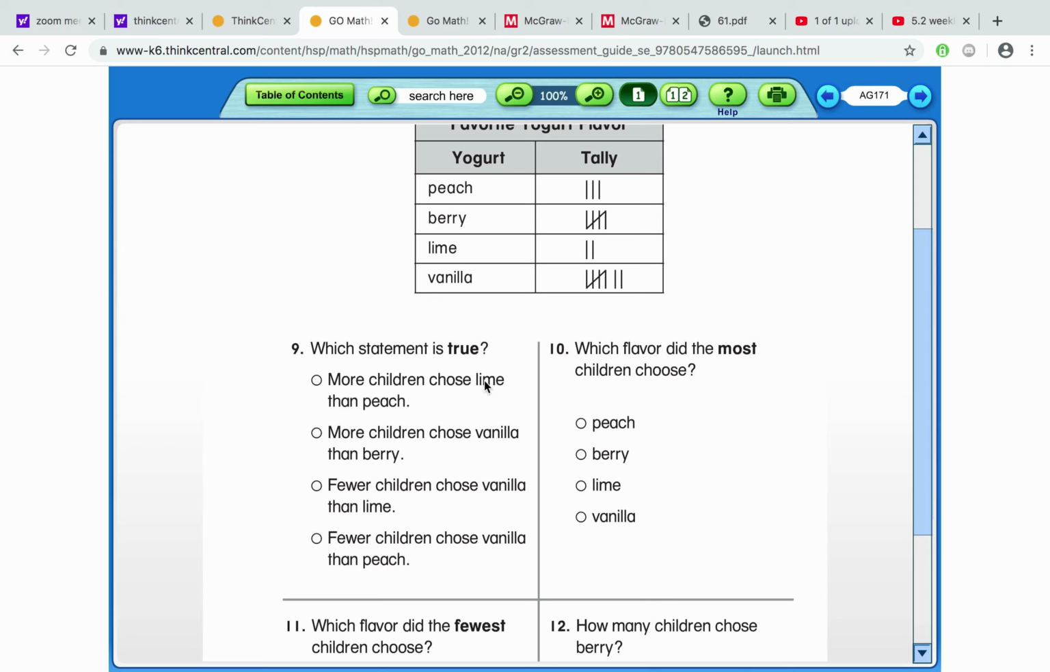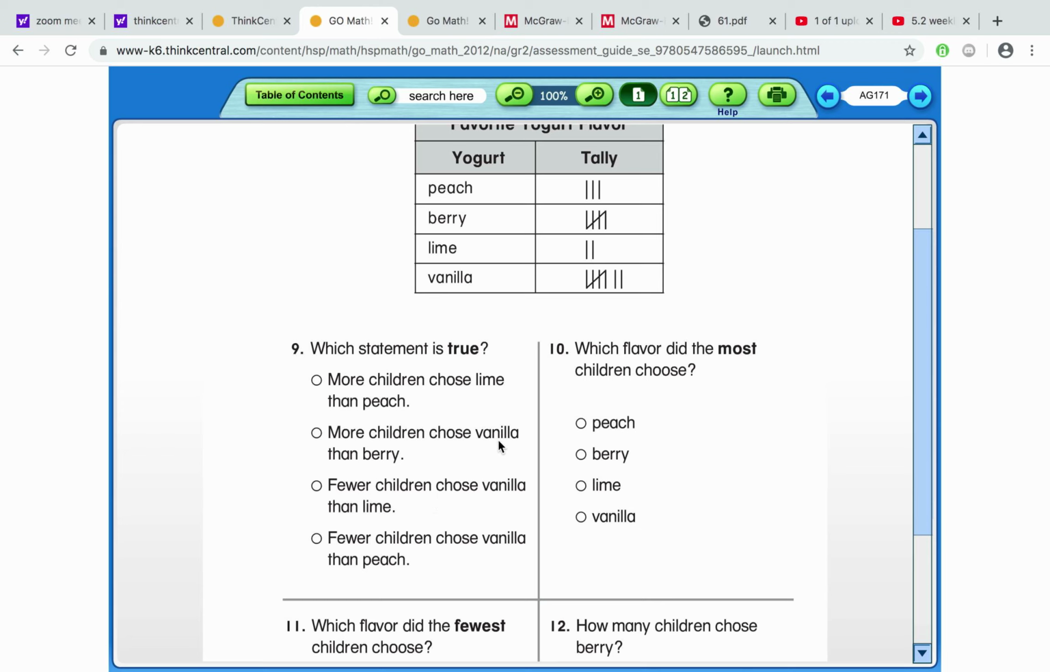No, that's not true. So if you decide to print this off, you can even put a little X here. More children chose vanilla than berry. Vanilla 7, berries 5. I think that one's right, but just in case, I'm going to keep on reading. It's important to look at all of your choices. You know, they put those stinkers in there sometimes, and sometimes the stinkers are in the first or the second spot.